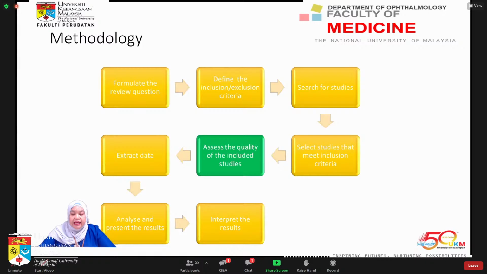Okay, so look at the methodology of systematic review. It is just the same as doing other studies. You have to have your protocol with a review question, and then you define your inclusion and exclusion criteria. Then you search for studies using at least two databases, and then you select the studies that meet the inclusion criteria. And then there is an additional step compared to other studies: you assess the quality of the included studies using checklists or tools. And then you extract the data, analyze and present the data, and interpret the results.